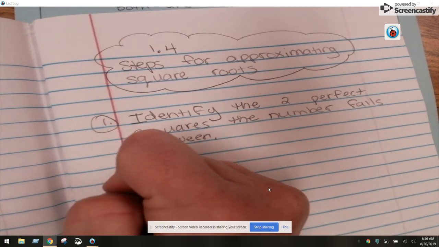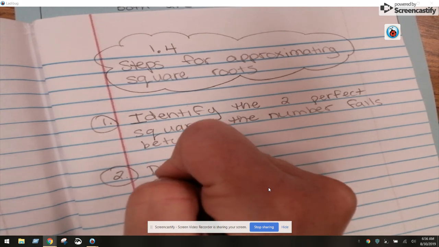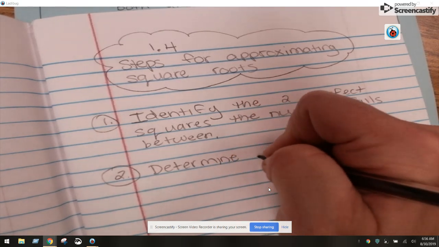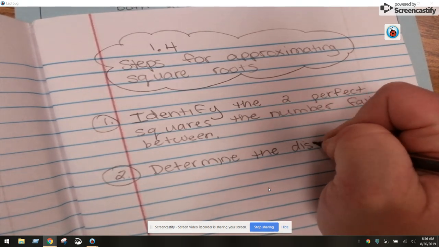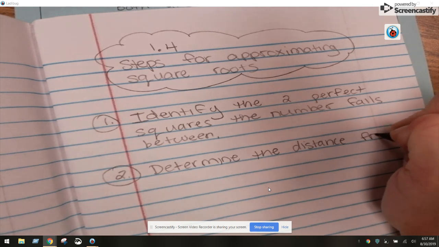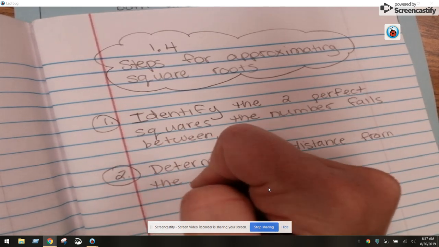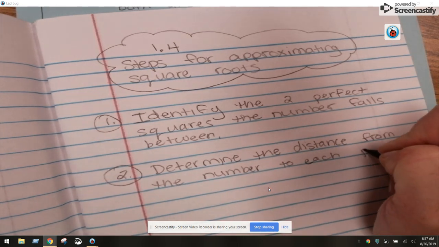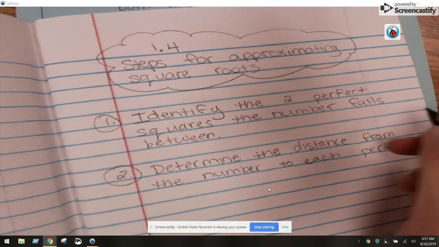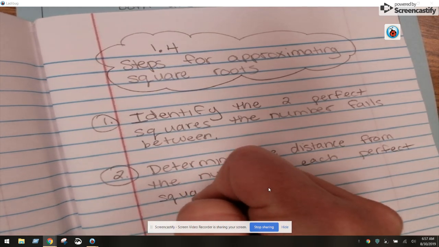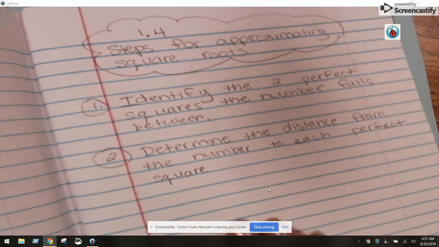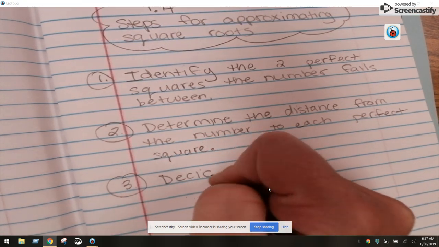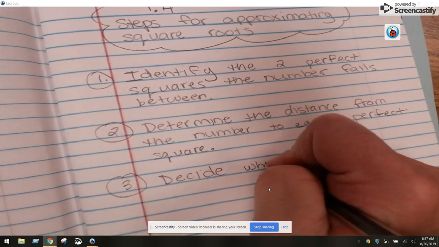For step 2, I determine the distance between the number and each perfect square. So really the reason I'm doing that is to figure out which one it's closer to. And that's kind of like when we wrote that number above the line, we were like, oh, it's 4 away or whatever it might be. Okay. Step 3, we decide which perfect square it's closer to. I always like to circle it.